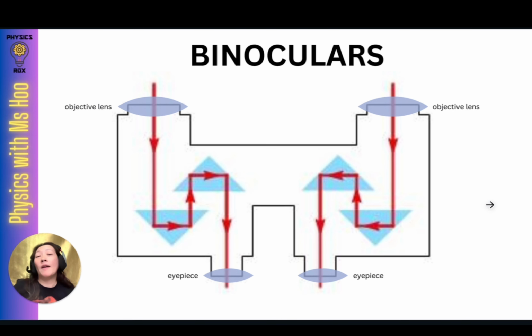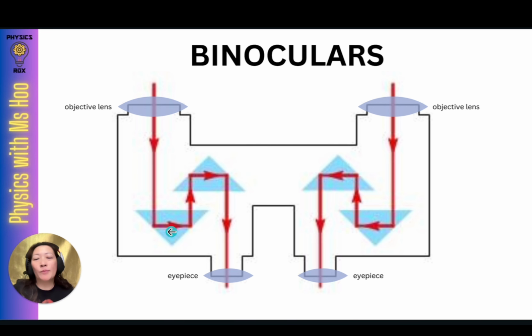Binoculars. If you ever use binoculars, you should have noticed that the eyepiece where you place your eyes is not in line with the objective lens. The objective lens is the lens which you point towards the object. That's why it's called the objective lens. So how are prisms used in binoculars?